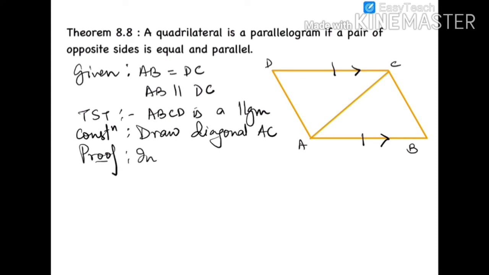In order to show ABCD is a parallelogram, we will have to divide it into two triangles. So let's draw a diagonal and show these two triangles congruent. So consider triangle ADC and triangle CBA. In these two triangles, we have one pair of corresponding sides equal, which is DC equal to AB. This is given.